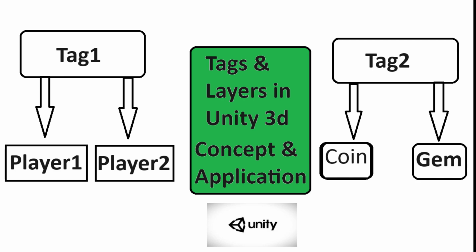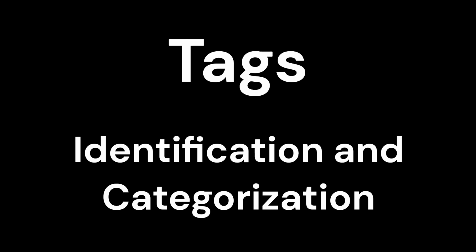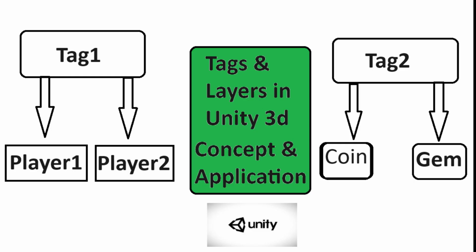Tags. Identification and categorization. Tags help you quickly identify and categorize game objects based on their roles or functionalities. For example, you might use tags like player, enemy, collectible, etc.